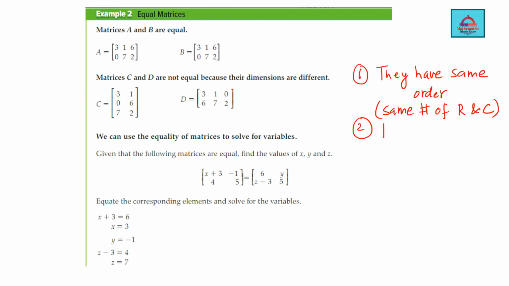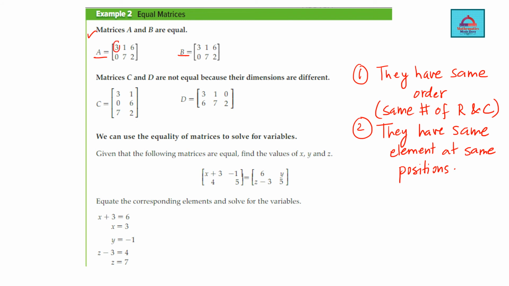And number two, they have the same element at the same positions. What does that mean? If you have two matrices given to you and you have an element, for example, let's look at this one, A and B. Let's check whether they are equal or not.